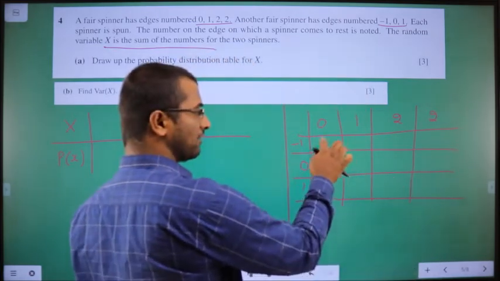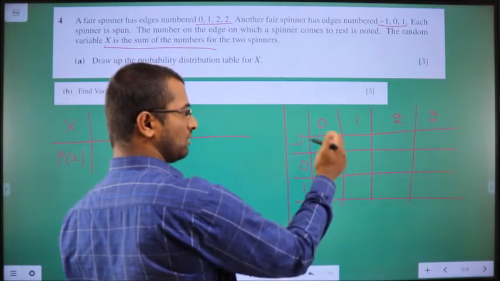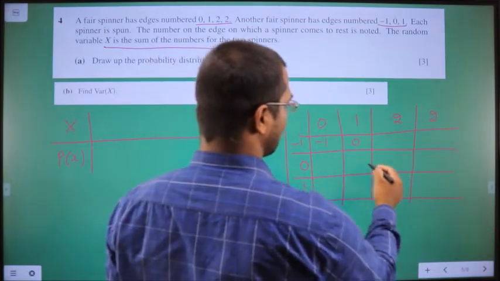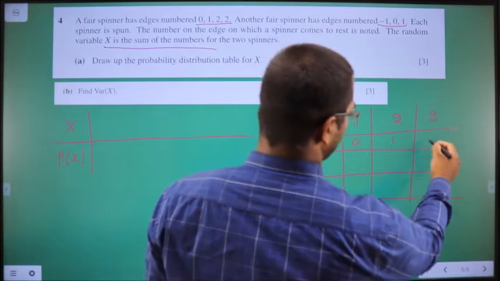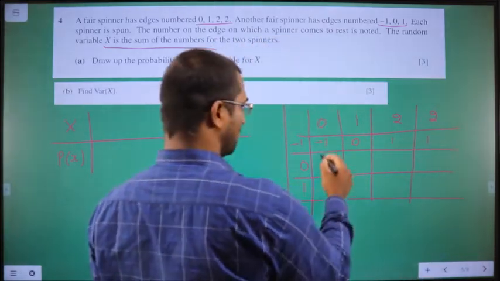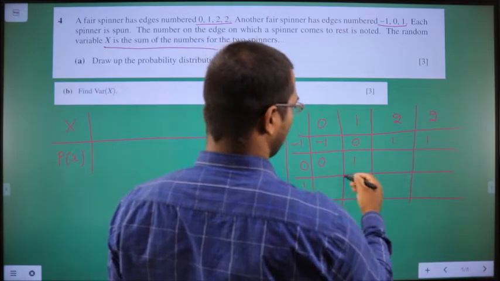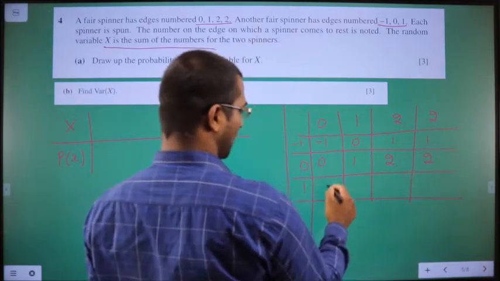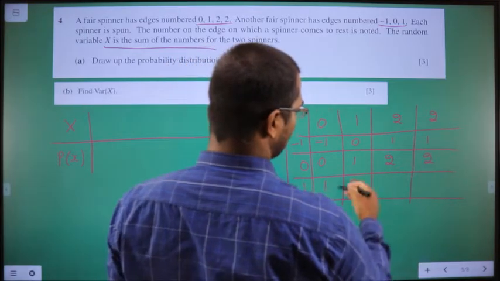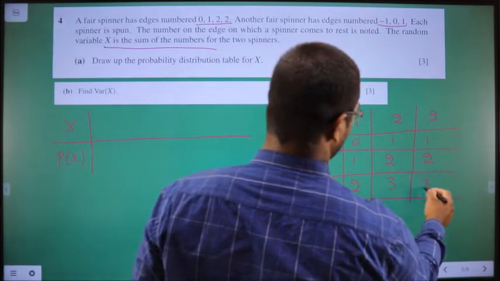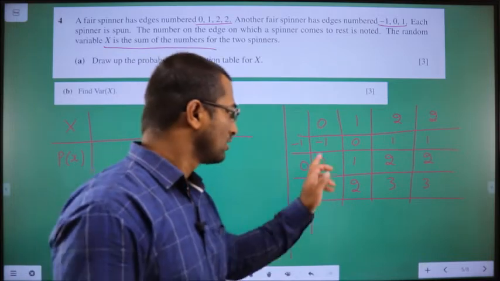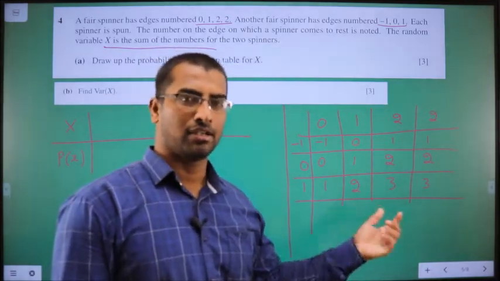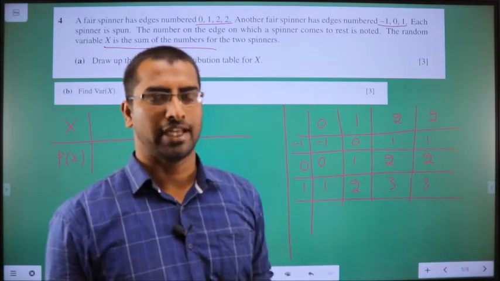So what answer will I get here? Add these two. -1 plus 0, -1. -1 plus 1, 0. -1 plus 2, 1. So here also 1. Now 0 plus 0, 0. 0 plus 1, 1. 0 plus 2, 2. 0 plus 2, 2. 1 plus 0, 1. 1 plus 1, 2. 1 plus 2, 3. And here also 3. So these are the values of x. Make this table such that you don't miss out any value.